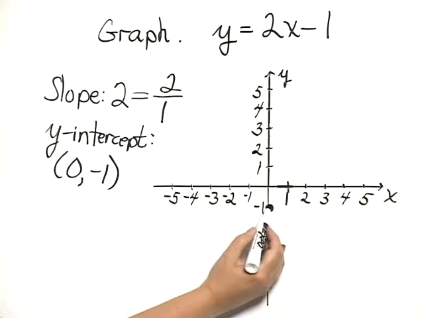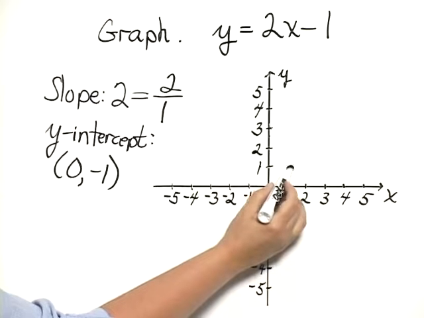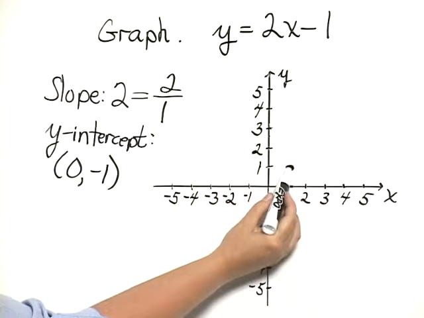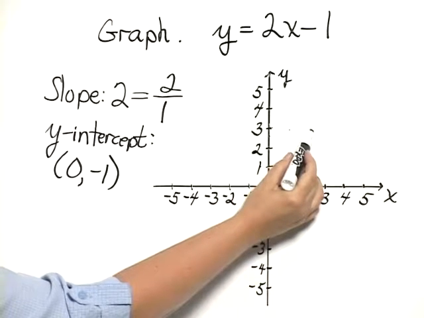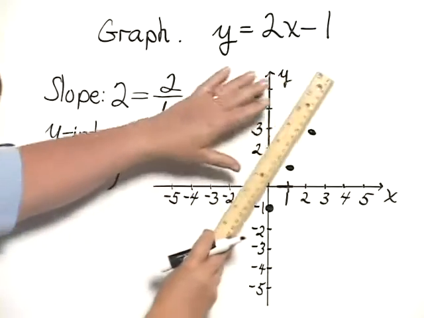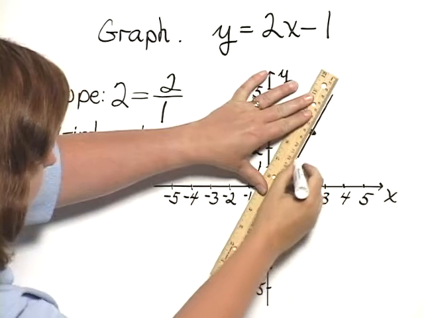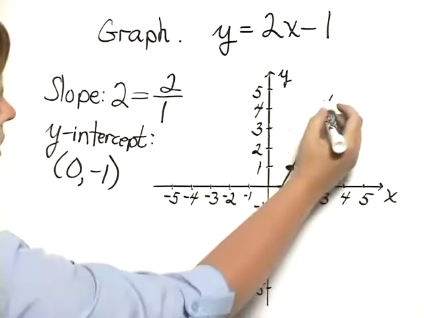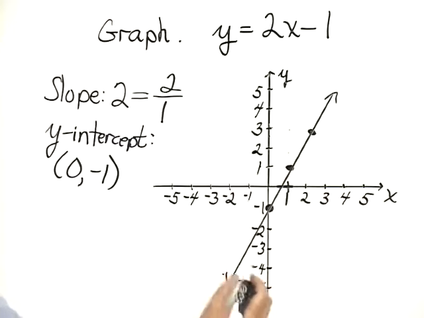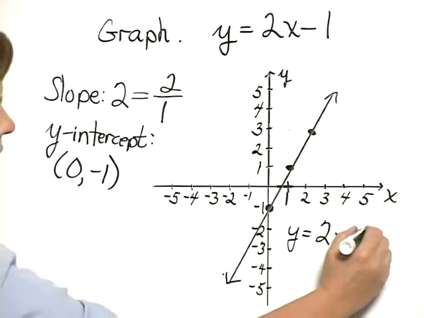So from a point on the line, we count up 2 and over 1 and make another dot. From that point, we can also count up 2 and over 1 and make another dot. And we could continue to do this to get several dots to line up. Once we have enough that we're pretty confident of the direction of the line, we can draw a line through those dots and then finish by labeling the line y equals 2x minus 1.